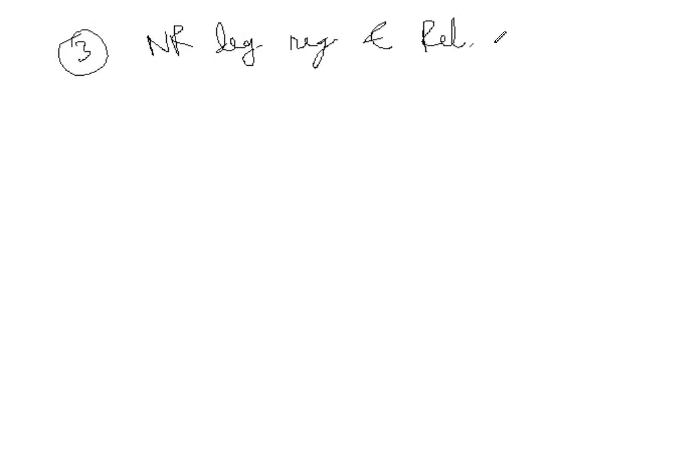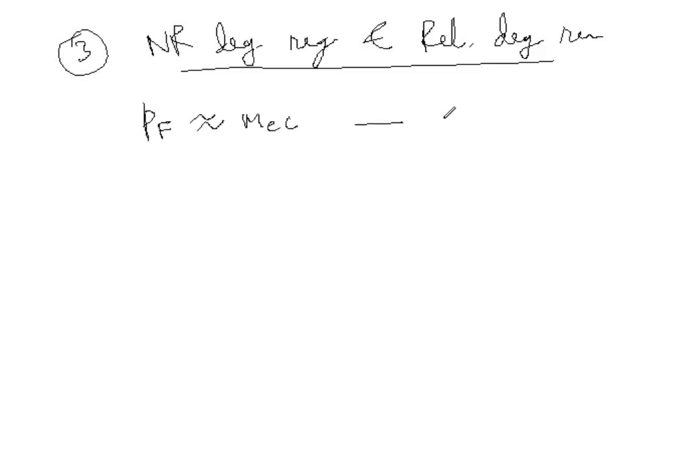Okay, next we have number 3, which is the transition between the non-relativistic degenerate region and the relativistic degenerate region. Okay, so basically what we have is PF approximately equal to mEc, or x equal to PF by mEc equal to 1.